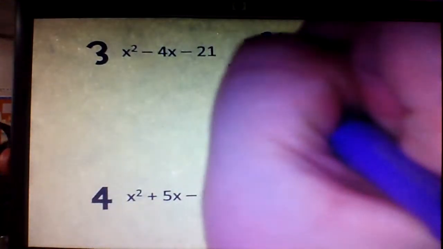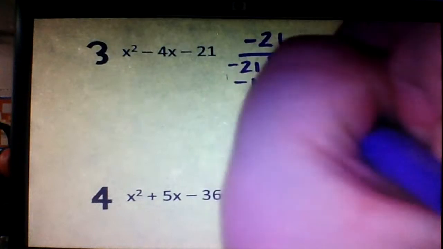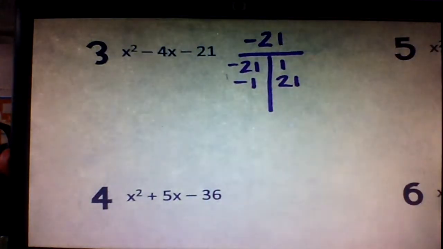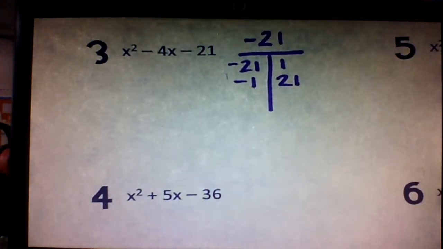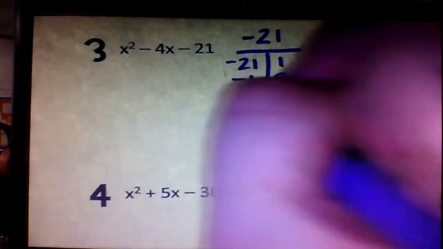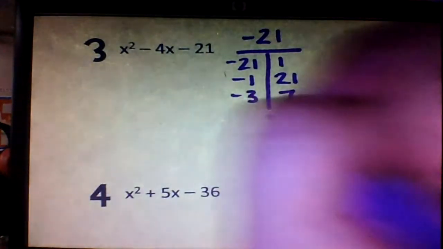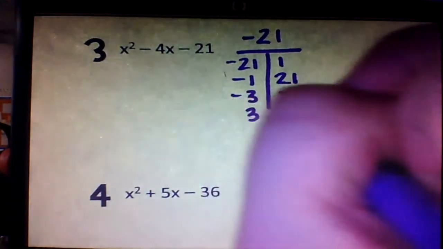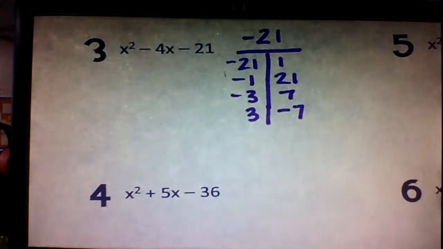So negative 21 and 1, or negative 1 and positive 21. Remember, when I have a negative, the negative has to go with one or the other. We need to look at both. So you said 3 and 7: negative 3 and positive 7, or negative 7 and positive 3. And then you have both of them.